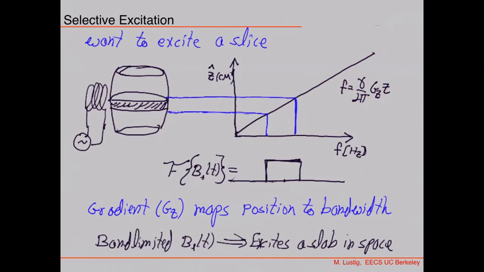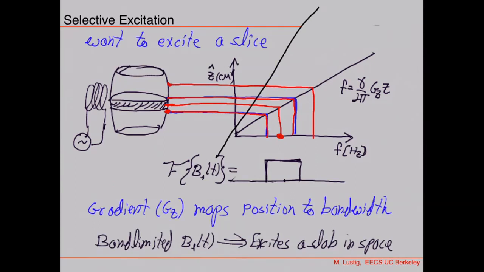So if I want to know, for example, what frequency is at this position, I'm just going to go here, and it's lower frequency. And here, it's higher frequency. And here, it's even higher frequency. Okay? If I apply a stronger gradient, basically all that means is that the slope is going to be more steep.